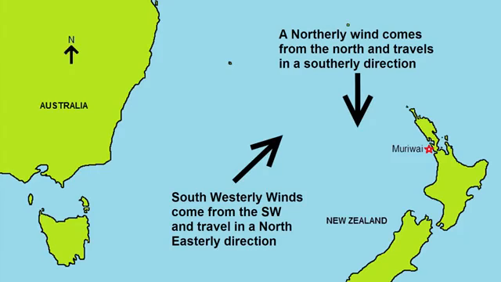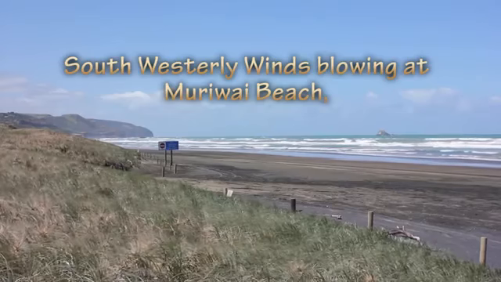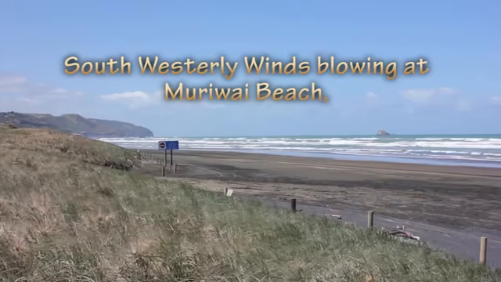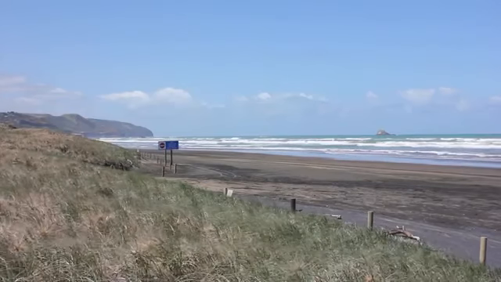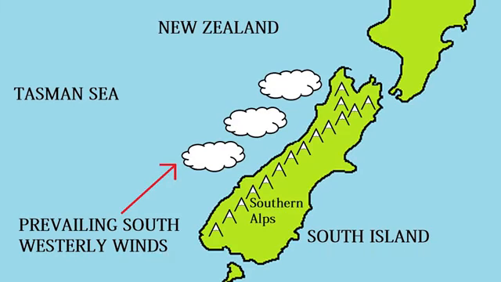Wind direction is measured in terms of the direction wind is coming from. For example, in New Zealand, we have prevailing southwesterly winds. That means that the dominant wind pattern is winds coming from the southwest and are heading in a northeasterly direction.